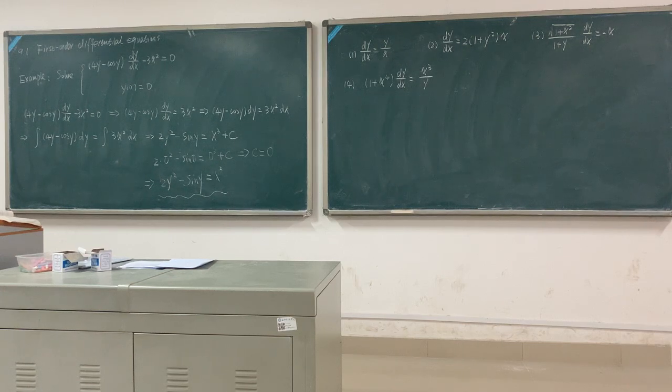Square on both sides, okay? You're not multiplying the 2 by the 1. So you just divide directly.